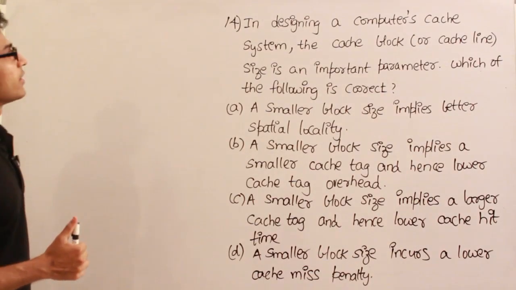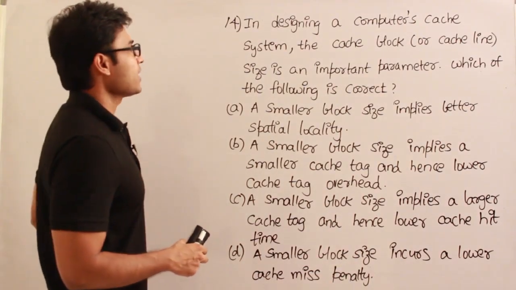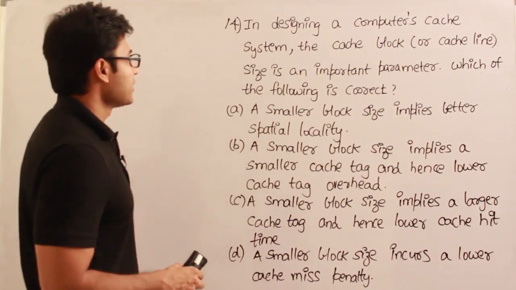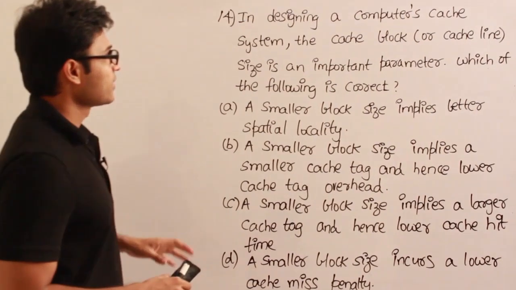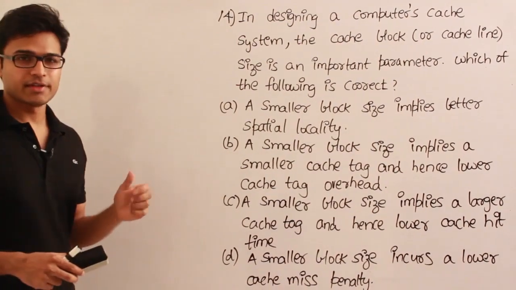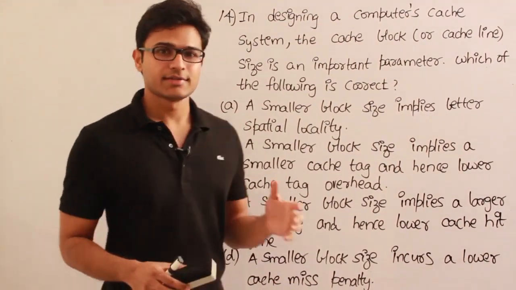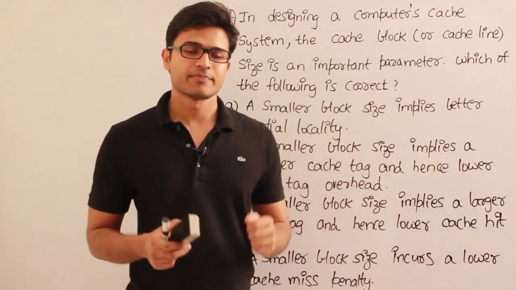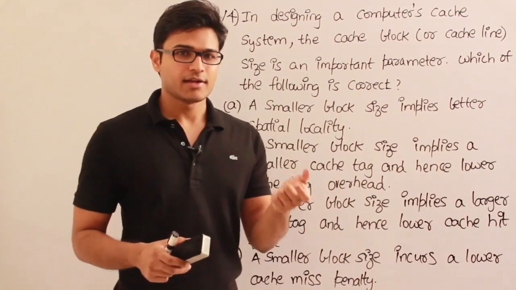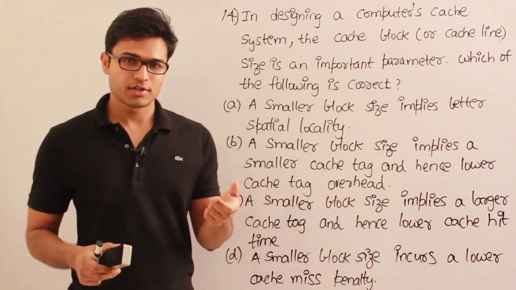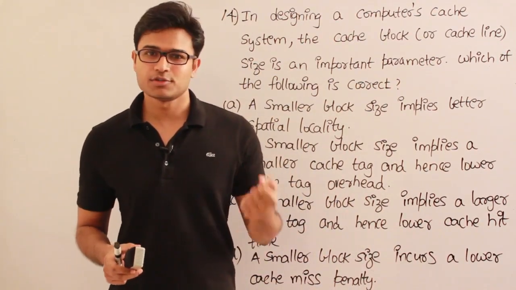Watch this. In designing a computer's cache system, the cache block or cache line size is an important parameter. Whenever we want to design a cache system, there are various things. One is the total cache size, and the next parameter is the cache block size. Depending upon what you decide about the cache block size, your performance is going to depend.